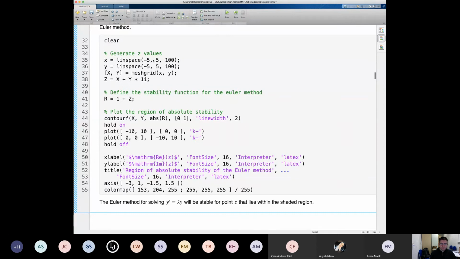So linspace stands for linearly spaced values. These will all be equally spaced, and I've done the same for y. Then I've used a meshgrid command, and this just converts the 1D arrays, x and y, to 2D arrays. Then I calculate the complex number. x is the real part, y is the imaginary part. So this gives me z, my complex number.